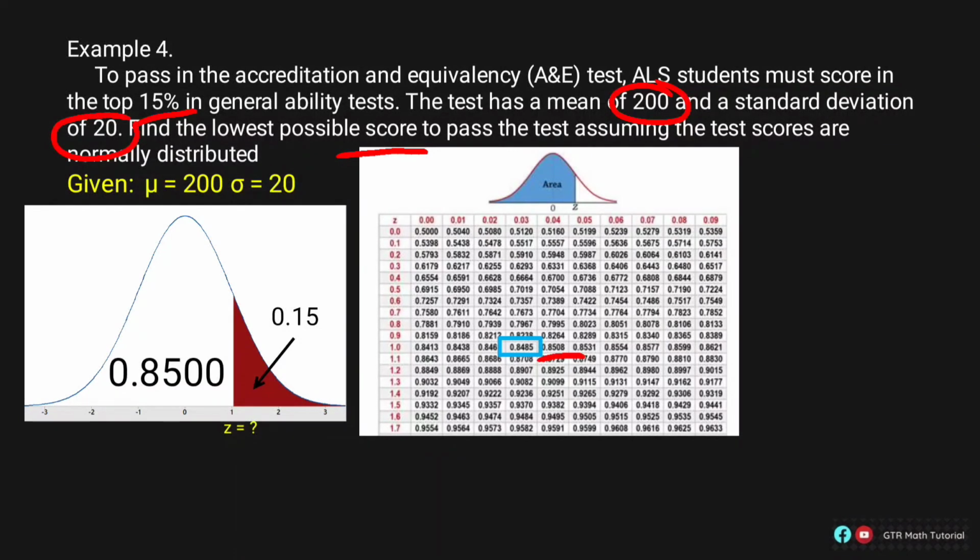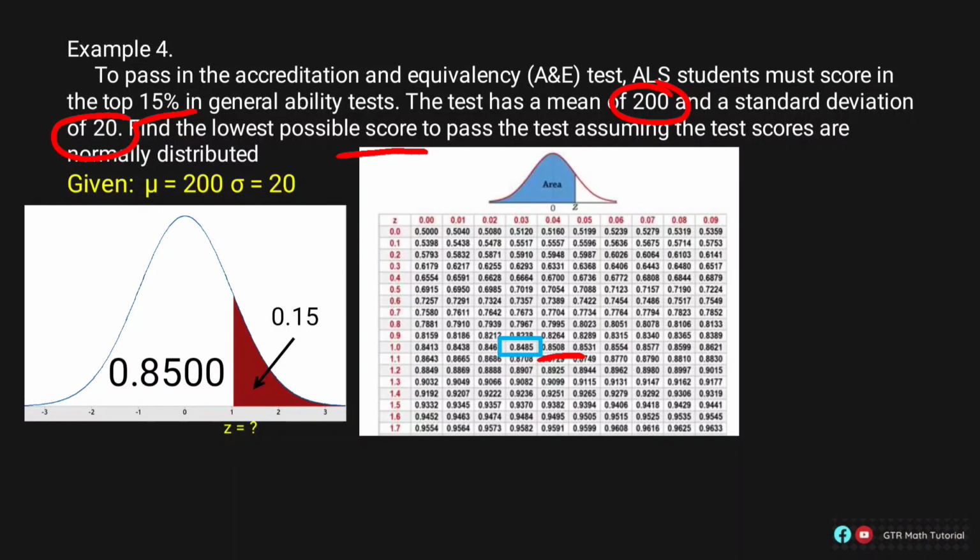So, bakit po yun ang gagamitin natin? Kahit na mas malapit yung 0.8508, dahil kapag ang ginamit natin ay 0.8508, yung magiging area to the right niya ay magiging less than 15% na lang. E ang hinahanap natin, yung score ng ALS students daw, mas score in the top 15%. So, pag ang ginamit natin is yung area na 0.8508, kulang na sa 15% yung magiging area to the right natin. So, kaya ang gagamitin natin, yung mas mababa.